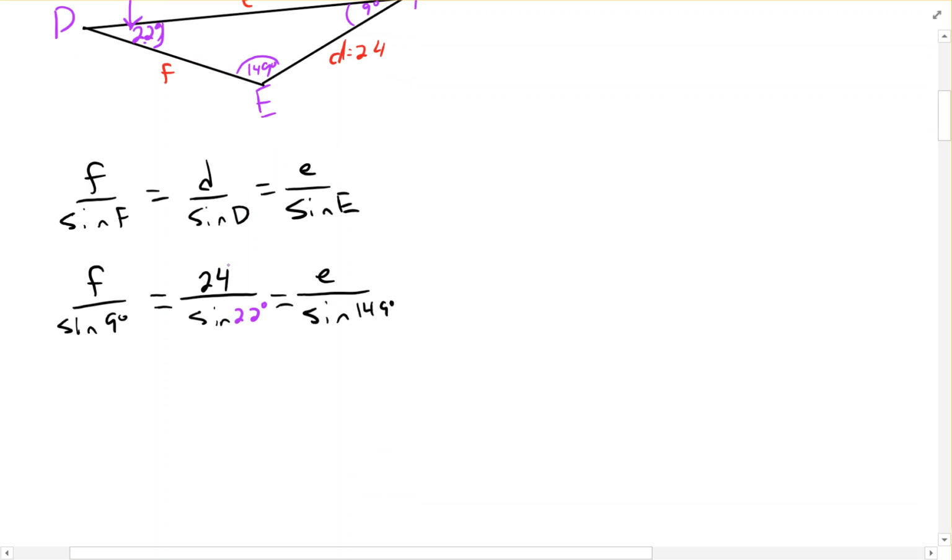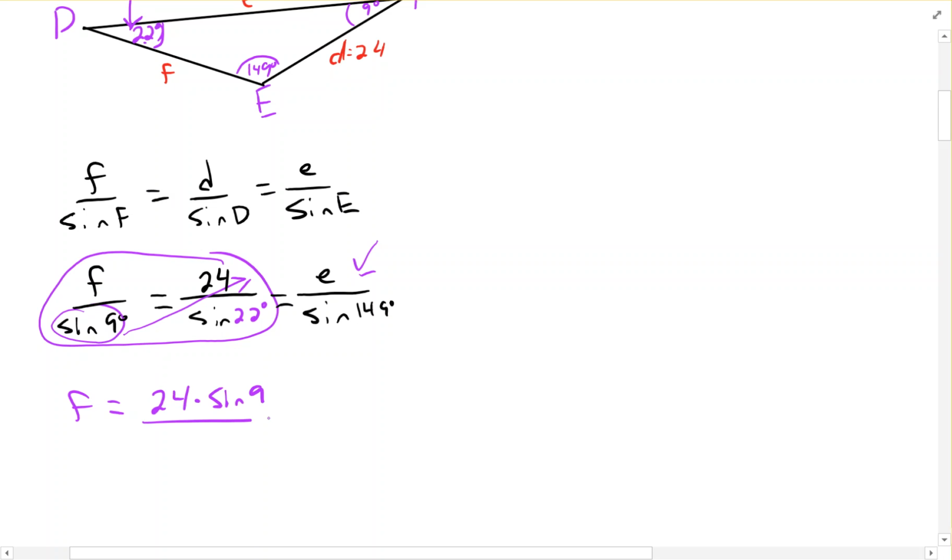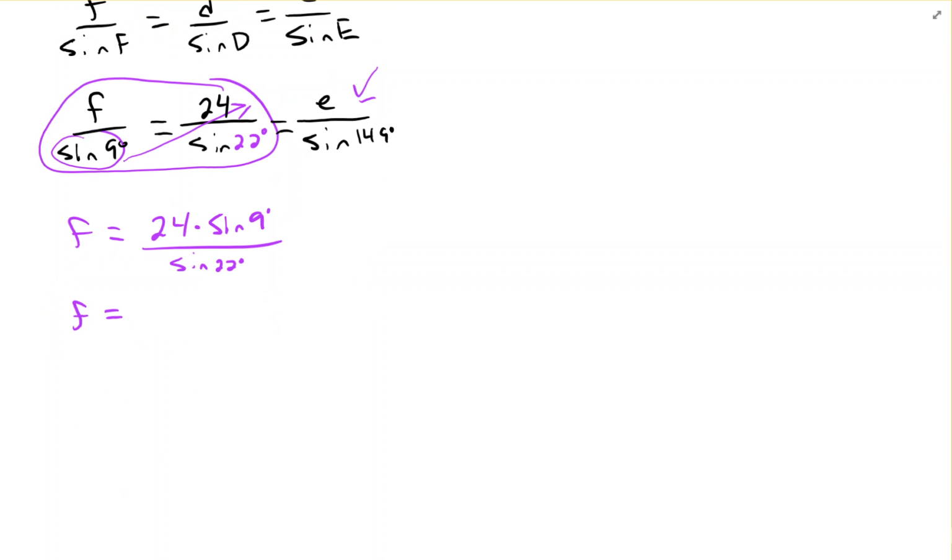So now we're good. We can use just this part of it. We don't really need this part at all, right? We only need those two to be equal to each other. So if we do that, then we can finish by saying, okay, f is going to be equal to, now I'm going to bring sine 9 up, right? I'm going to multiply both sides by sine 9. So sine 9 is really just going to go diagonally up to the top there. So I'm going to have 24 times sine of 9 over sine 22. So if we put that in your calculator, you get f is equal to 10.